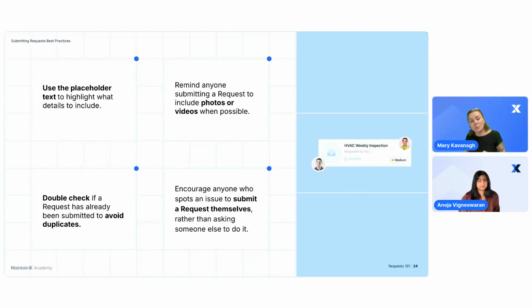Third point, double check if a request has already been submitted to avoid duplicates. This is really going to be helpful if you're a requester user and you can see those other requests. Fourth point, encourage anyone who spots an issue to submit a request themselves rather than asking someone else to do it. And this is huge. Why? Well, because if someone else submits on their behalf, we don't know who the request came from. I can't communicate with them directly for updates. I need that information from them.